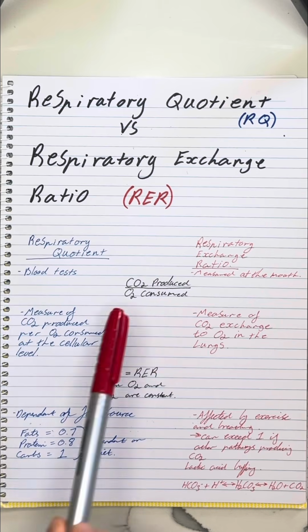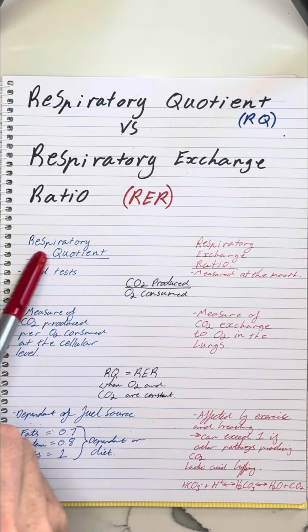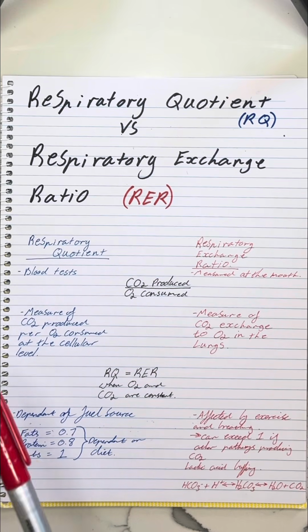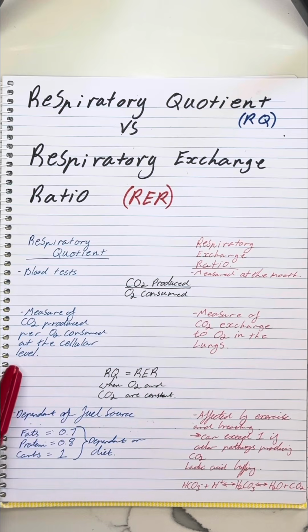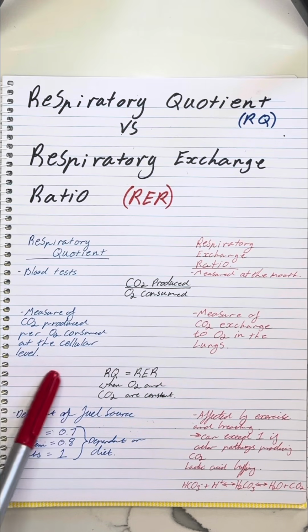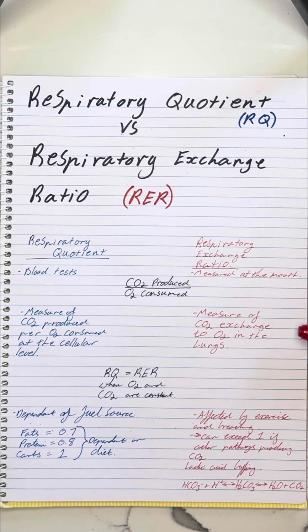Blood tests are taken for respiratory quotient, usually an arterial and a venous sample, and this represents the measurement of CO2 produced per oxygen consumed at the cellular level. Respiratory exchange ratio, though, is a measurement taken at the mouth during breathing and is a measure of CO2 exchange to oxygen in the lungs, so between blood and atmosphere.